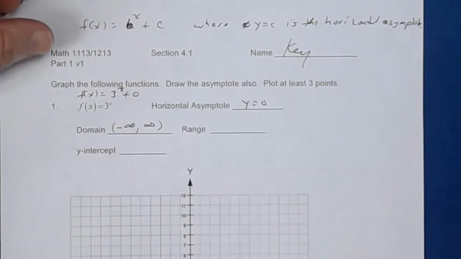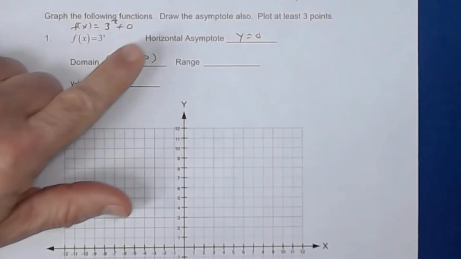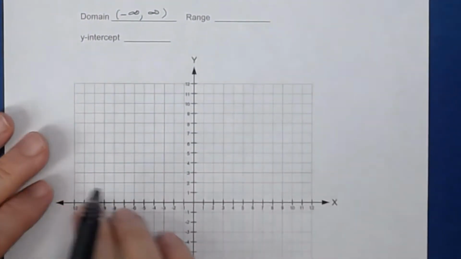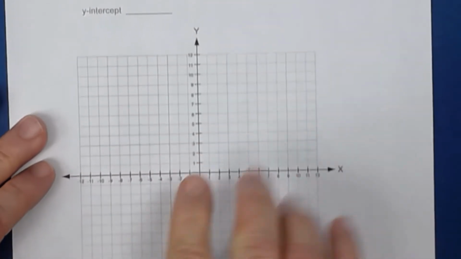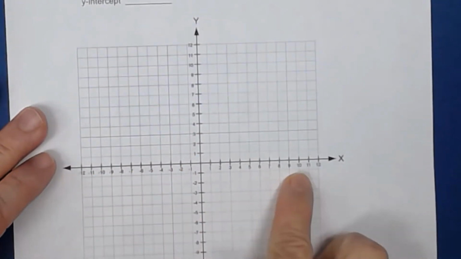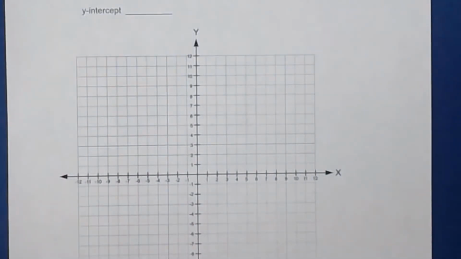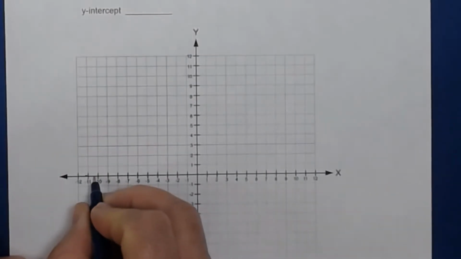Now remember, when we actually show the horizontal asymptote, we show it as a dotted line. Do you see that y equals 0 is the x-axis? So y equals 0 is the x-axis. So I'm going to go ahead and put a dotted line on the x-axis, just kind of like this.